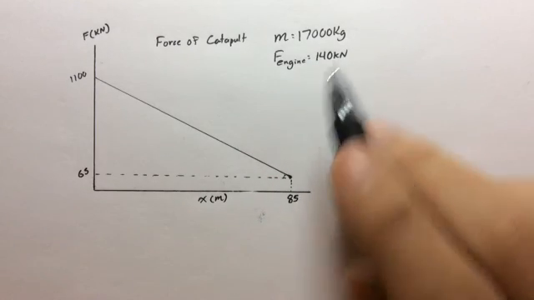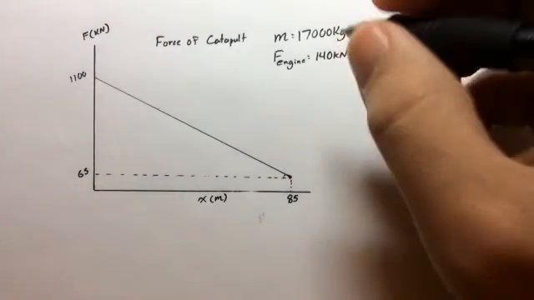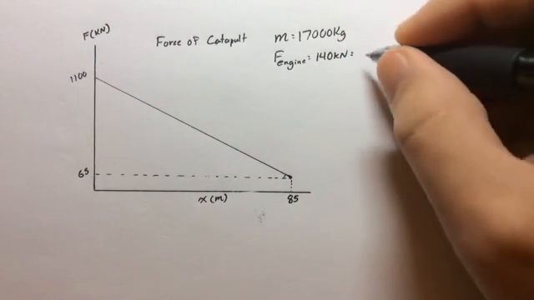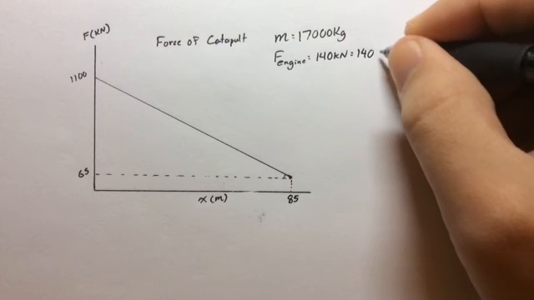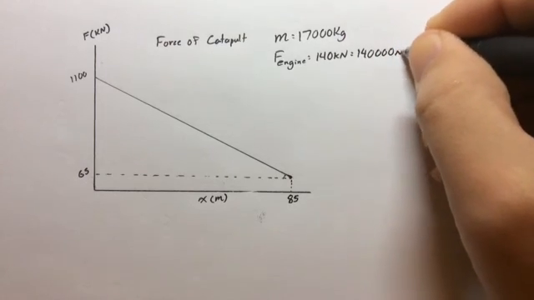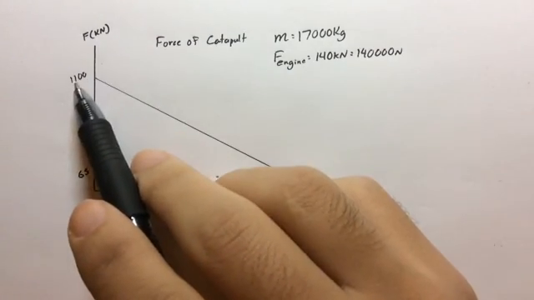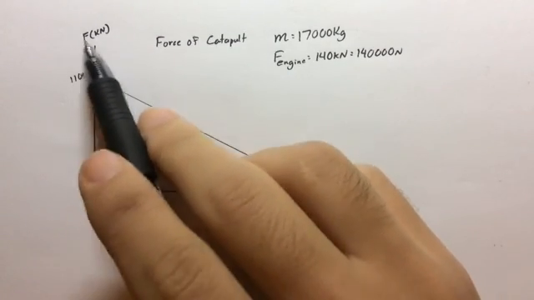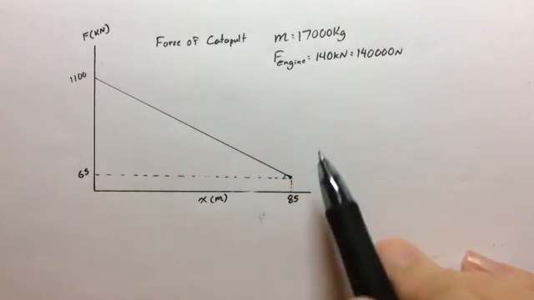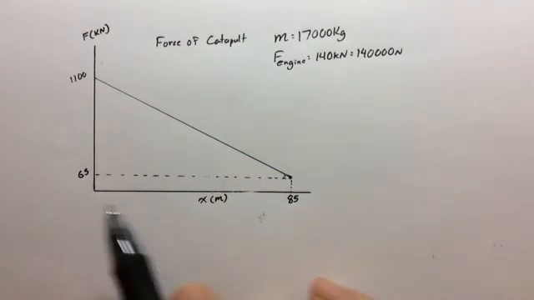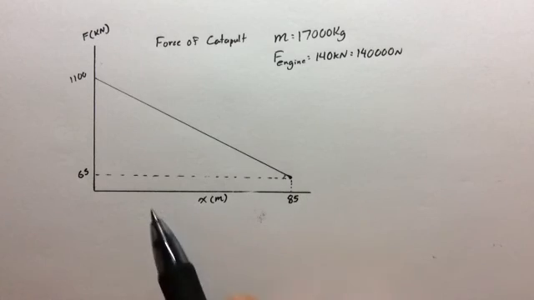That's 140 kilonewtons. And so this number, you're probably going to want to convert it, just so it doesn't mess you up. Just tack on 3 zeros there, and we're going to turn that into 140,000 newtons. The graph that's provided is the force of the catapult, and if you notice, this graph goes from 1,100 kilonewtons down to just 65 kilonewtons over the distance of 85 meters.